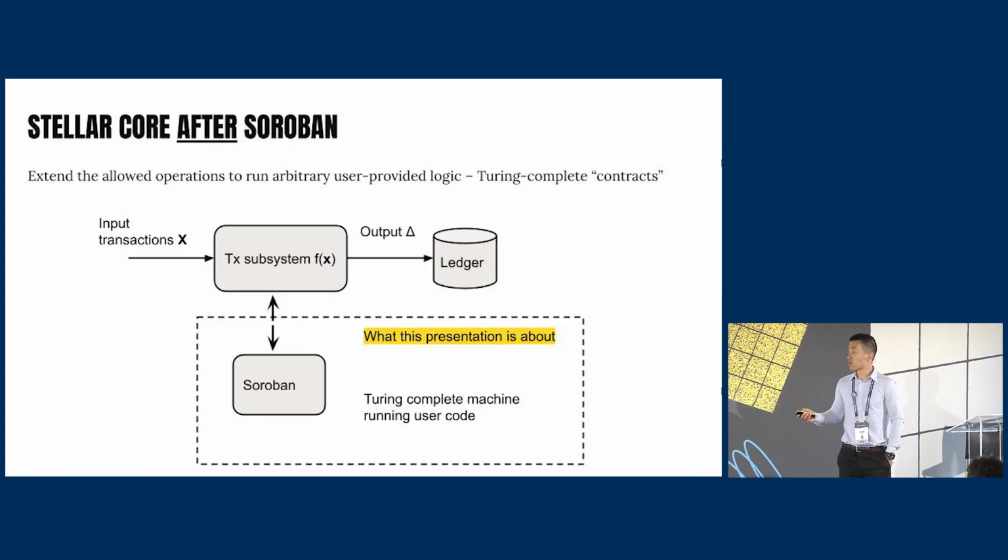So Soroban is an extension to the Stellar Core's existing transaction subsystem. We want to extend Stellar Core to be able to run arbitrarily user-provided logic. So in other words, we would like to have a Turing-complete machine that's capable of running arbitrary user code within the existing transaction subsystem. And this is what this presentation is about today.